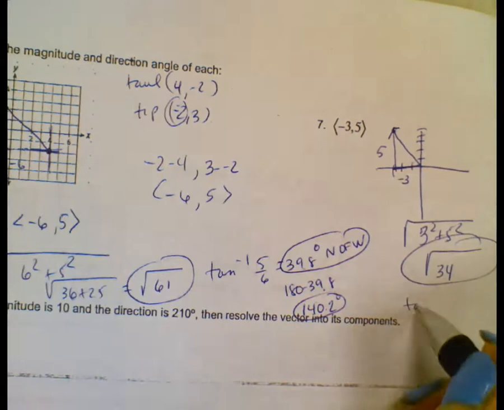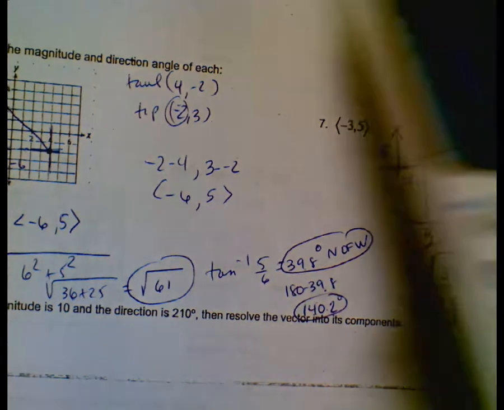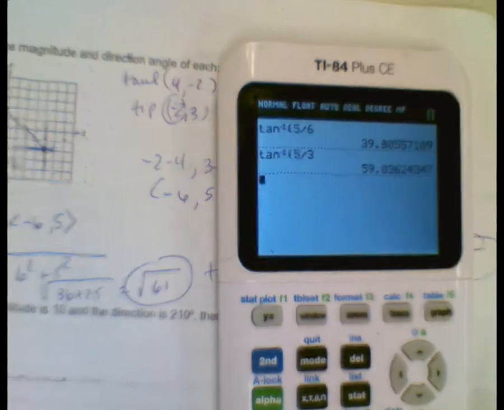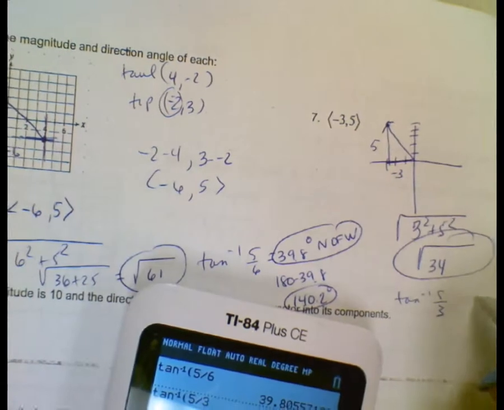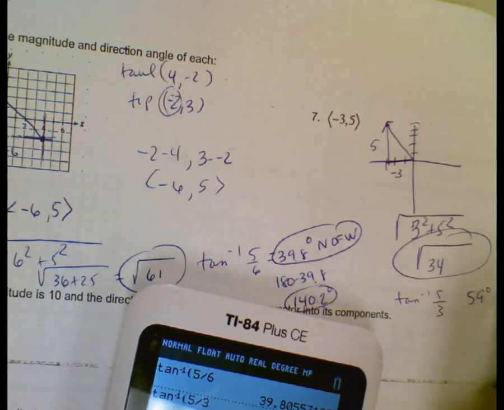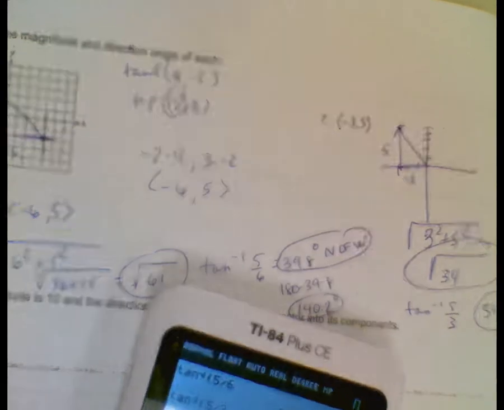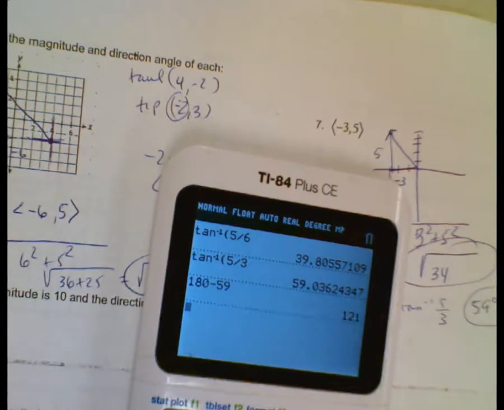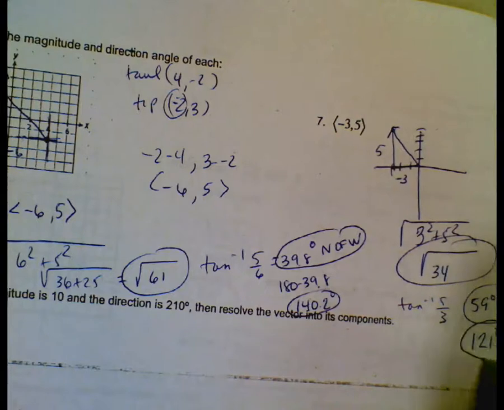And the angle would be arctangent of 5 over 3. But again, this is in the second quadrant. So arctan of 5 over 3 is 59. So you could say 59 degrees north of west. Or take 180 minus 59 for 121. Either one.